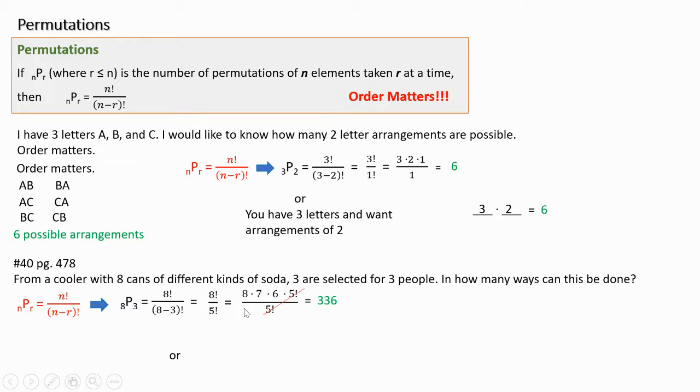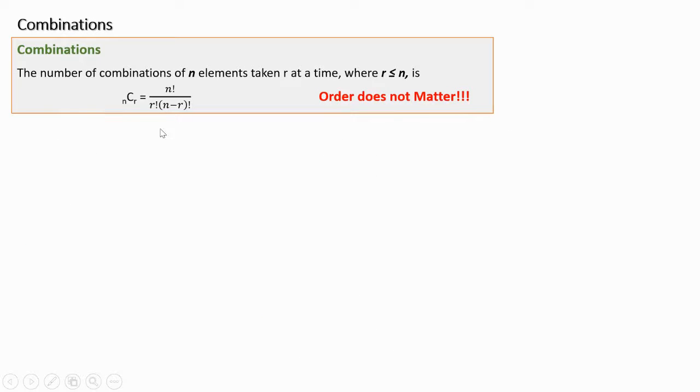Okay, now what's the alternative? You have 8 cans, and you want to arrange them in sets of 3, so you put 3 blanks. How many can go here? Say you have 8 different sodas. If you choose one soda here, it can't repeat. That's why it's 8, and then you've got 7, and then you've got 6. You multiply them out, and that's your answer. For the permutation, there are 2 ways to get the answer, but for combinations, there's only 1 way, which is next.